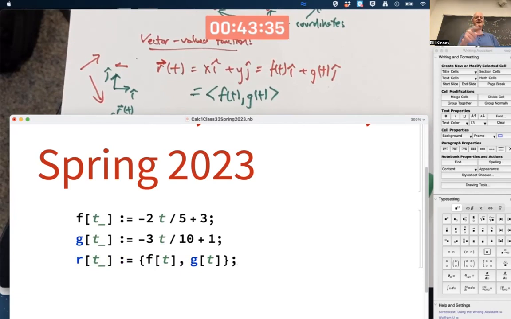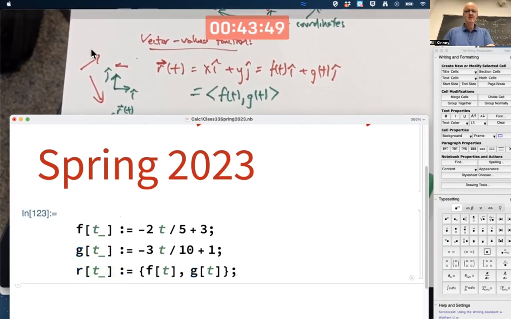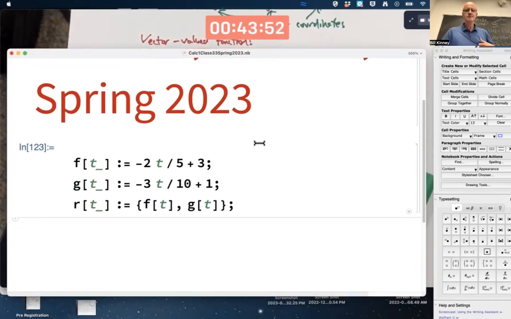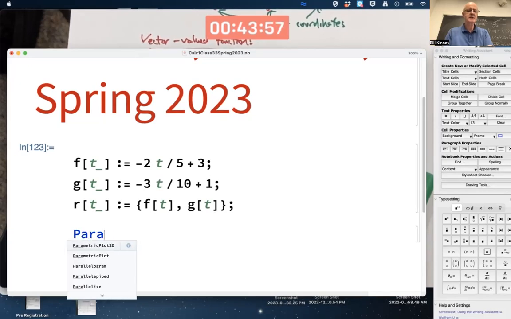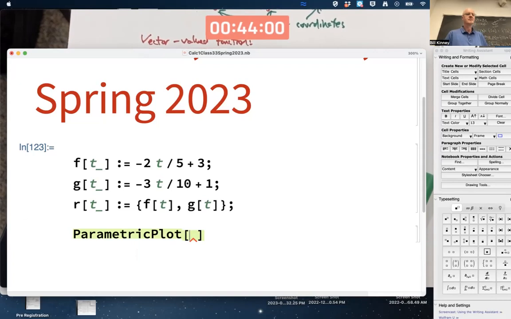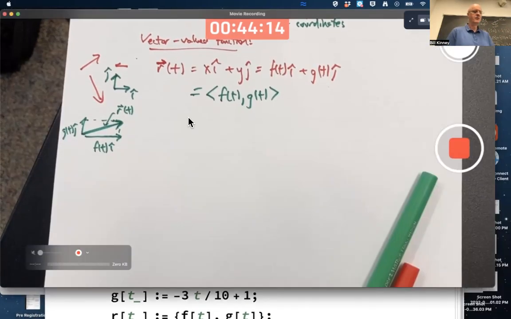If I do this in Mathematica, is Mathematica thinking of r of t as a point or an arrow? The answer is it depends. It depends on what plotting command you use. What I want to do now is graph this. The most basic thing to do is to use something called parametric plot. You can do this on your calculator too, in parametric mode. Maybe some of you have done it, maybe some of you haven't. Let's do it real quick on the calculator, then we'll come back to Mathematica.